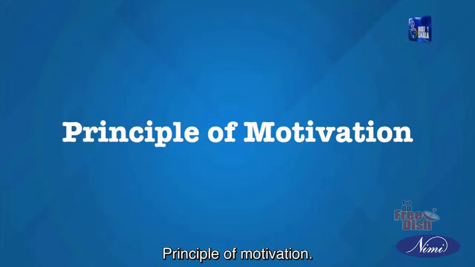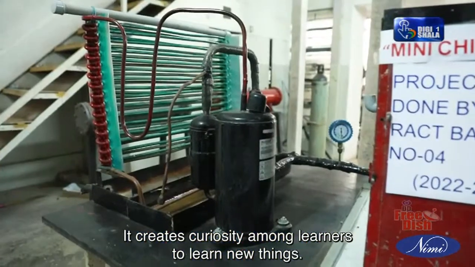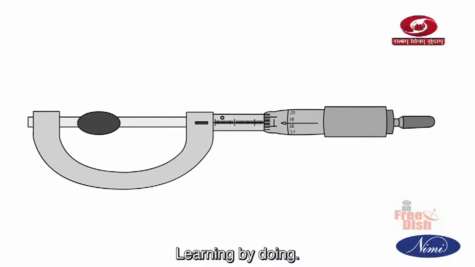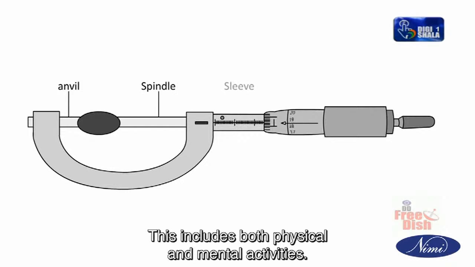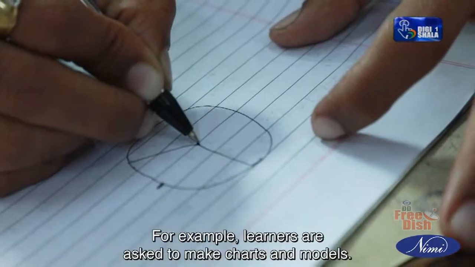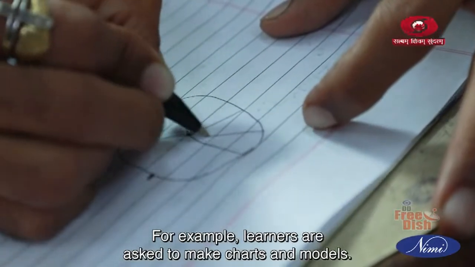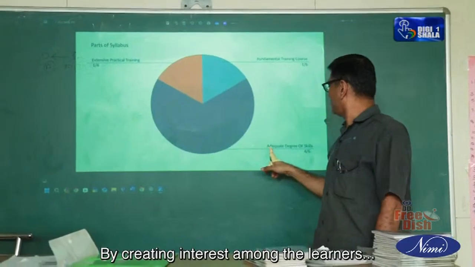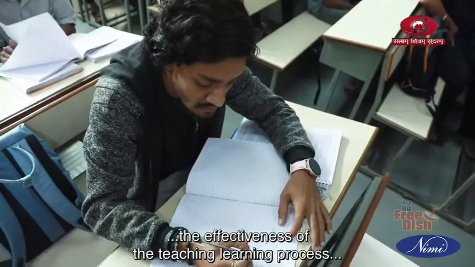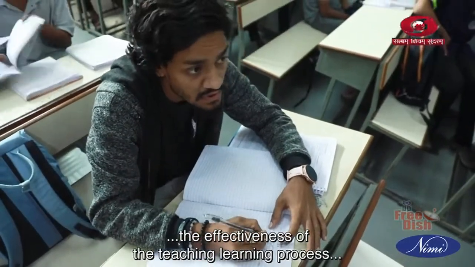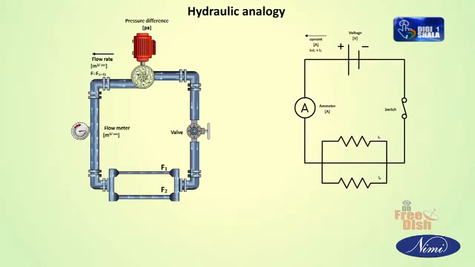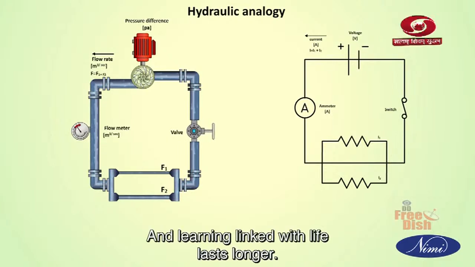1. Principle of motivation. It creates curiosity among learners to learn new things. 2. Principle of activity. Learning by doing. This includes both physical and mental activities. For example, learners are asked to make charts and models. 3. Principle of interest. By creating interest among the learners, the effectiveness of the teaching learning process can be increased. 4. Principle of linking with life. Life is a continuous experience and learning linked with life lasts longer.